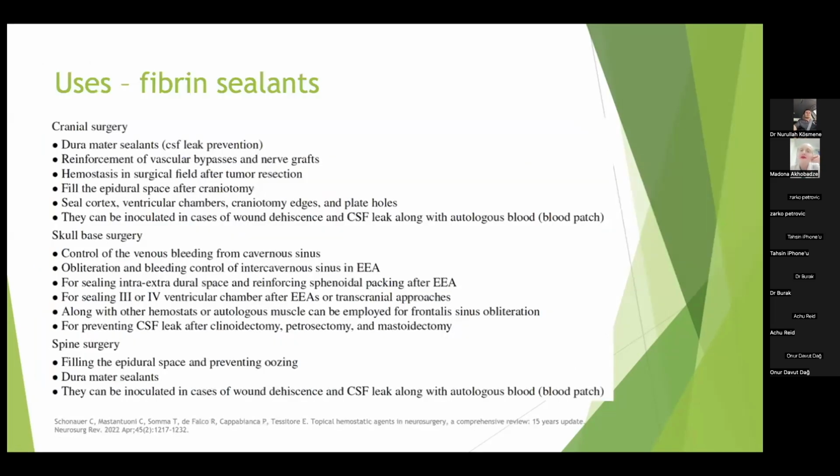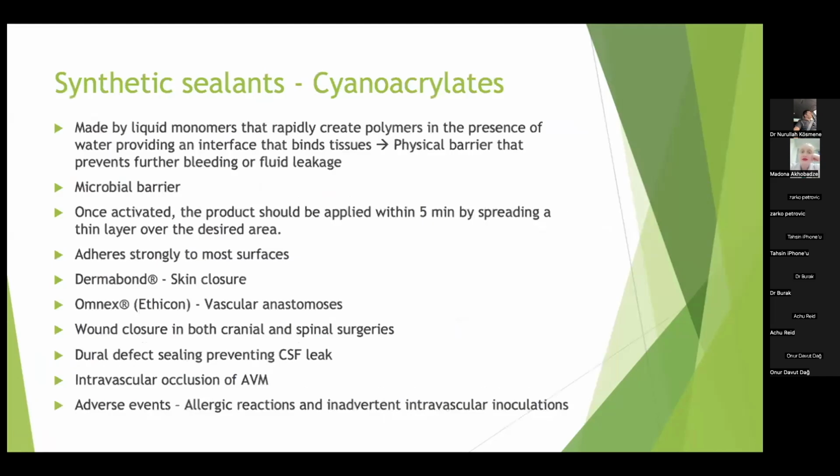Again, fibrin sealants are associated with many uses in addition to hemostasis. It is mainly used as a dural sealant. It can be used in the reinforcement of vascular bypasses and nerve grafts, and hemostasis in the surgical field after tumor resection. Essentially, there are a lot of uses.